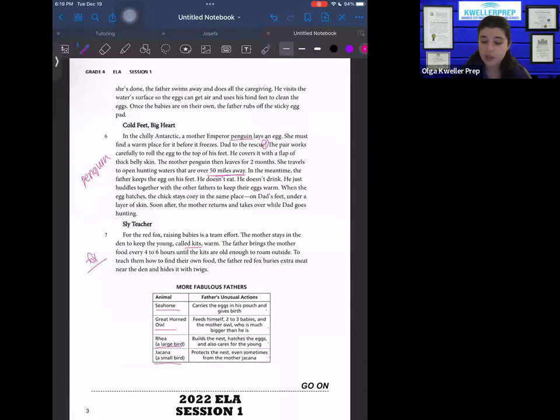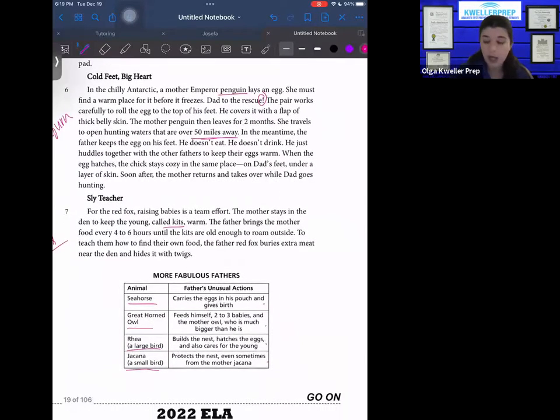What I try to teach them to help them is noticing patterns, right? So pattern recognition is a huge part of being a successful test taker. So noticing patterns is really important. So why would they include a table like this? More fabulous fathers, and then they split it by animal and father's unusual action, because likely that was very similar to the pattern that they established in each of the other paragraphs.